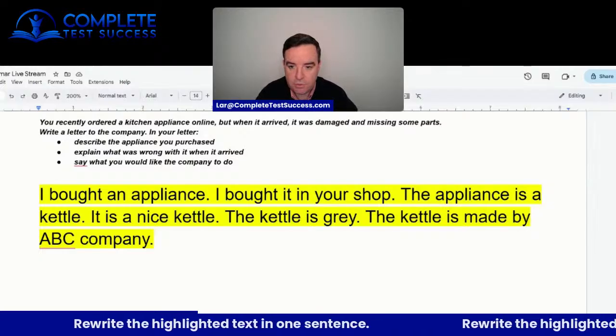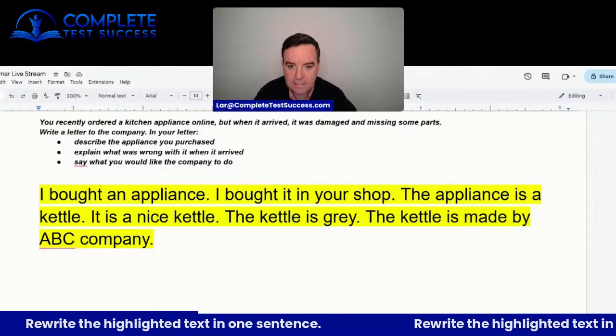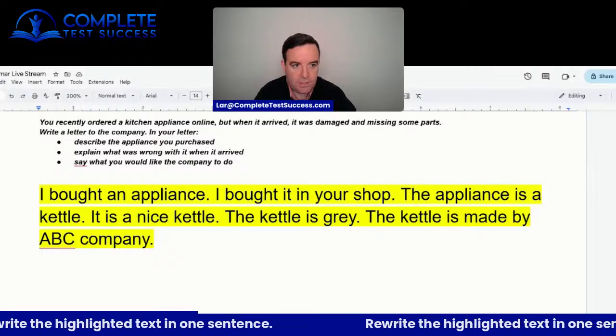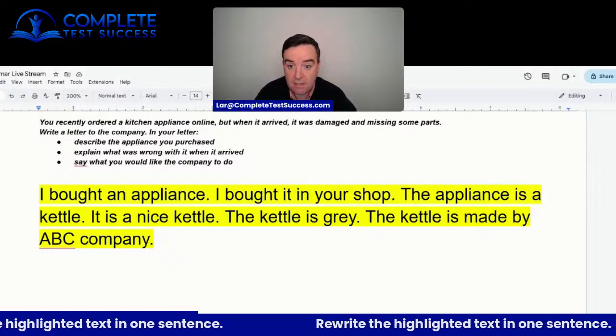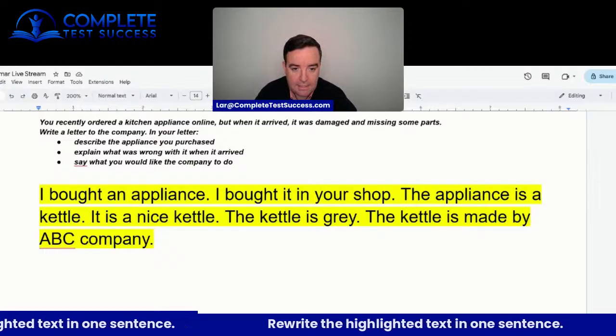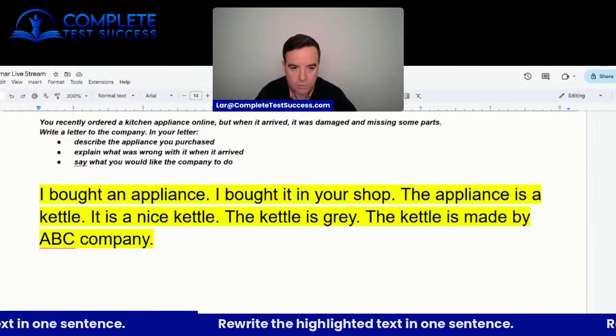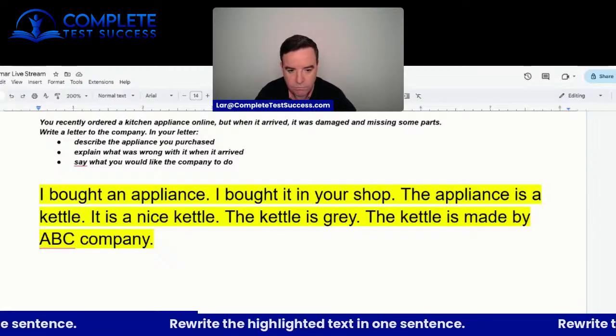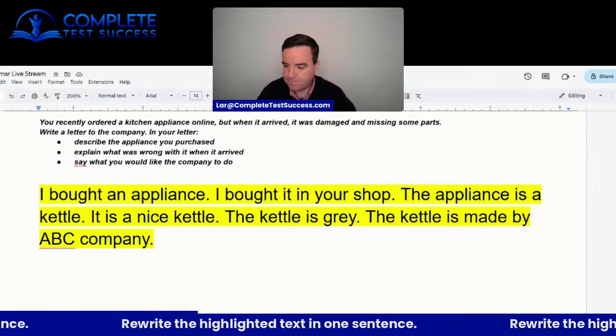So just rewrite the highlighted text in one sentence. Share it with me in the comments. And then, if you're making mistakes, I'll be able to point out what those are and explain why they're wrong, and just all around give you some grammar guidance.